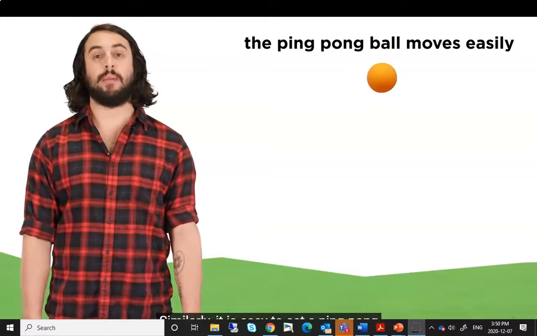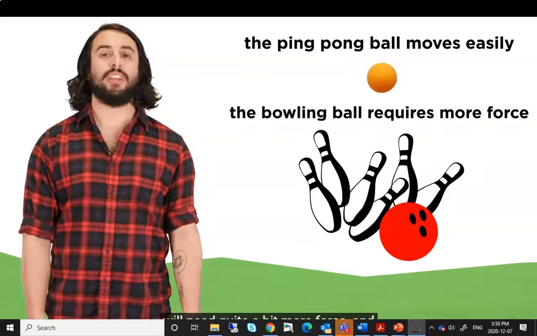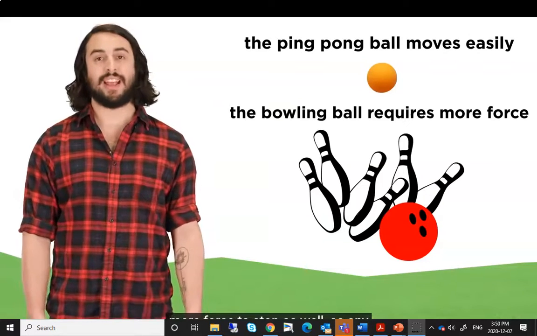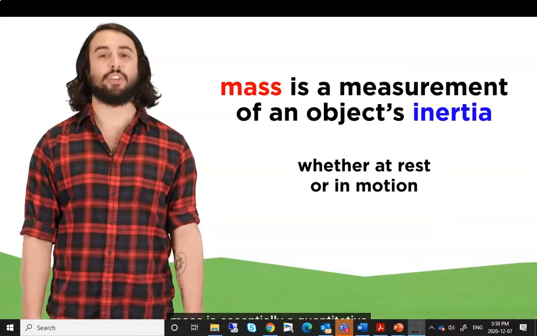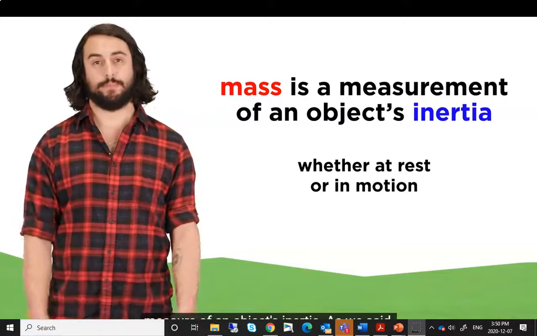Similarly, it is easy to set a ping pong ball in motion. Just give it a flick. But a bowling ball will need quite a bit more force, and more force to stop, as well, as any bowling pin will tell you. In this way, mass is essentially a quantitative measure of an object's inertia.